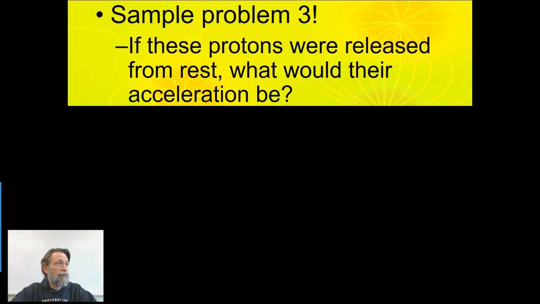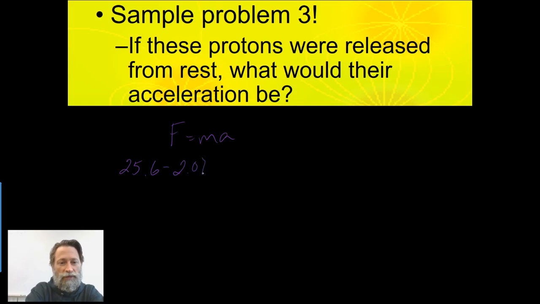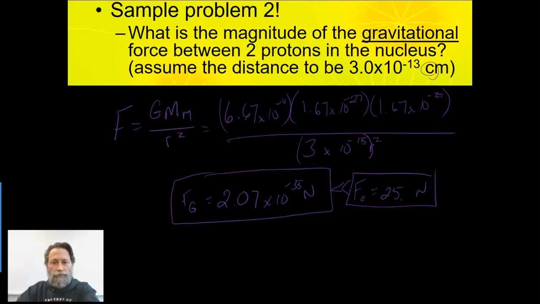Okay, moving on to number 3. If these protons were released from rest, then what would their acceleration be? So remember, for acceleration, we can just do F equals ma, and we can plug in that 25 point, I think it was 6, I'm just going off memory here, minus the 2.07 times 10 to the negative 30, was it 31? There we go, 35. And let's go back here a second.